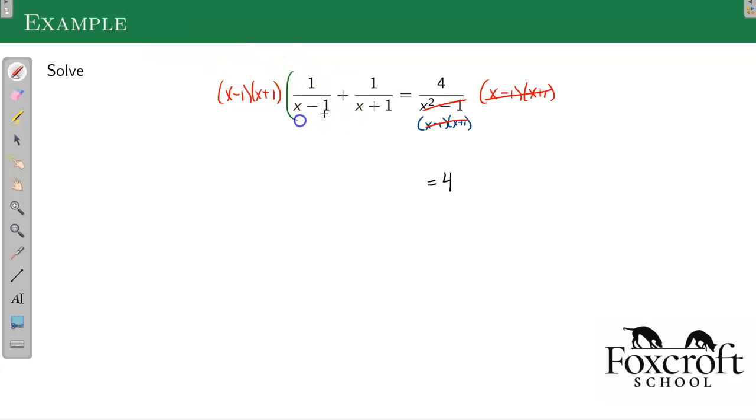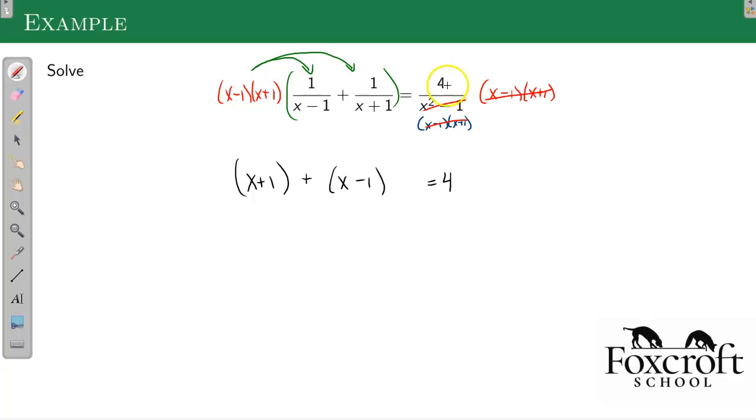Here, there's this plus sign in the middle, so I have to remember this whole thing is going to distribute into both. So when it distributes into the first one, the x minus 1s cancel, and I'm left with the x plus 1 part. When it distributes into the second one, the x plus 1 parts cancel, and I'm left with the x minus 1 part.